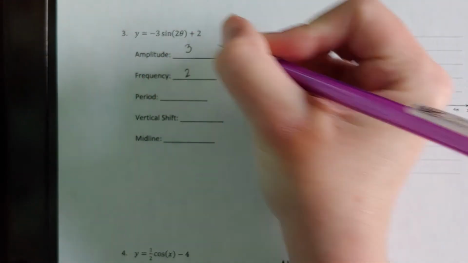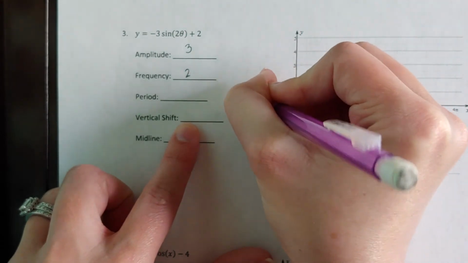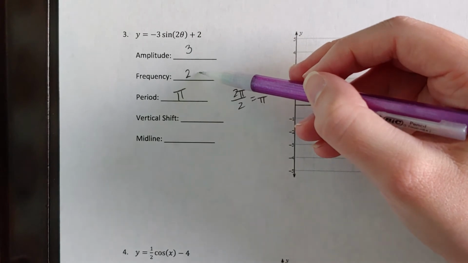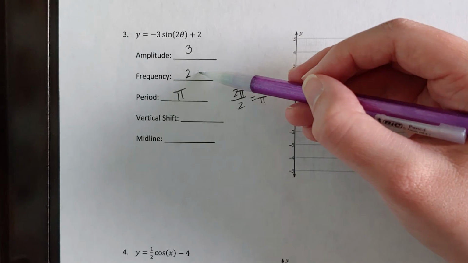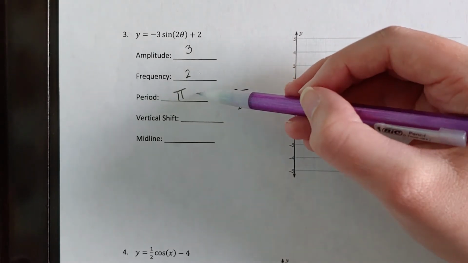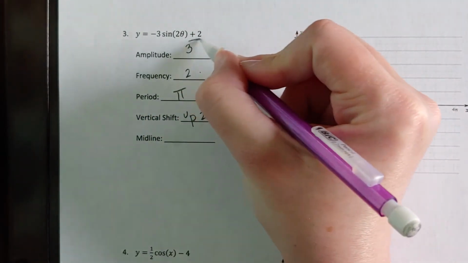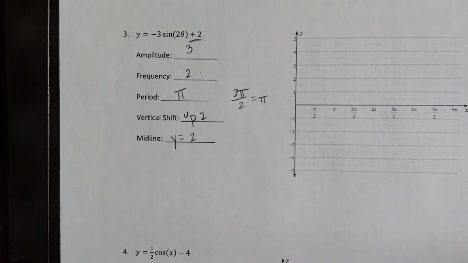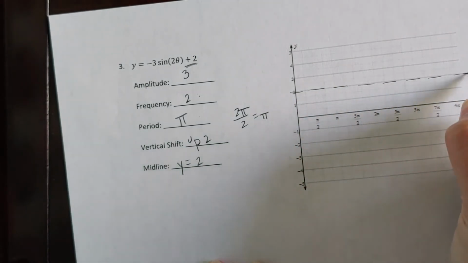The frequency is the 2 right here. The period is 2 pi divided by 2, which is just pi. Remember, the frequency is how many complete curves you get before you get to 2 pi. So we will have 2 complete curves by the time we get to 2 pi, which means it took pi units to get one curve. The vertical shift is going to be up 2. We've got a plus 2 at the end here. So that means the midline, remember the midline is an equation, is at y equals 2. So I'm going to put a dotted line at y equals 2.